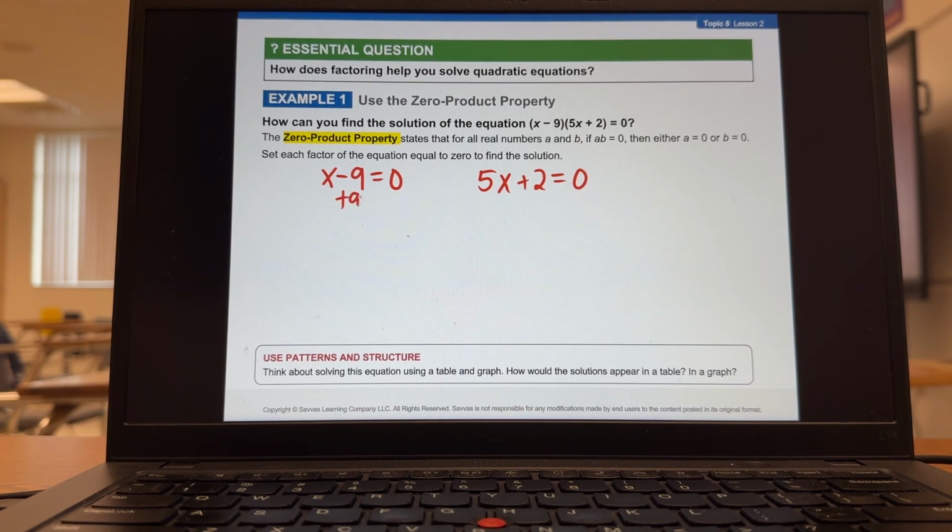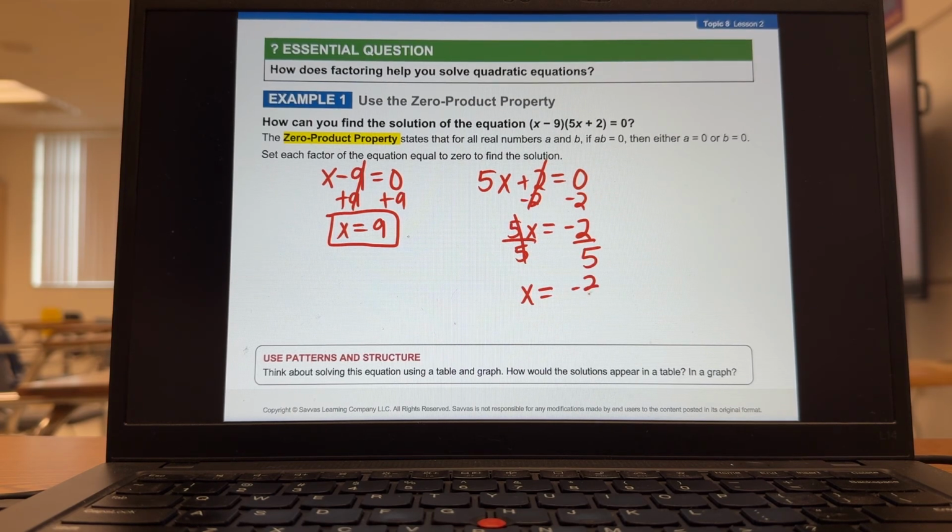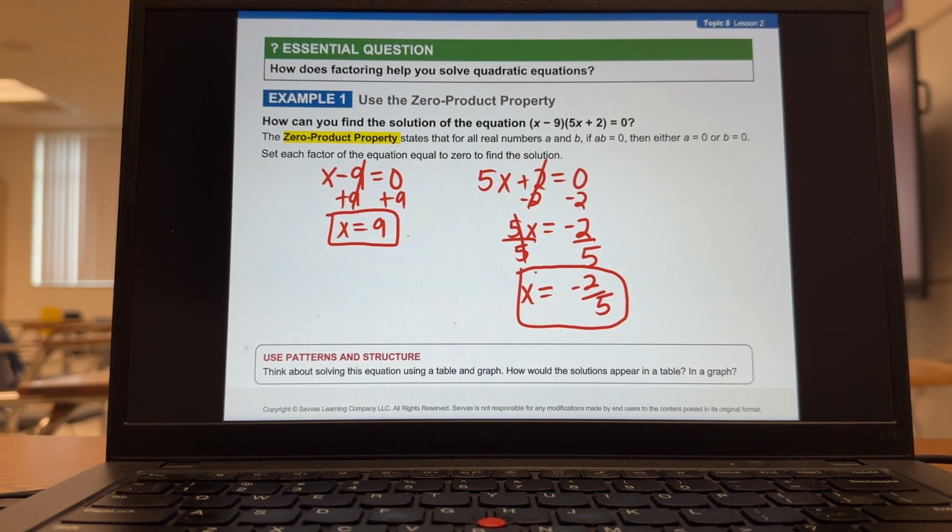Minus 9, add 9 to both sides, x equals 9 is one solution. Subtract 2, 5x equals negative 2, divide by 5, and x equals negative 2 over 5. That would be your second solution. You can pause here, try your try-its.